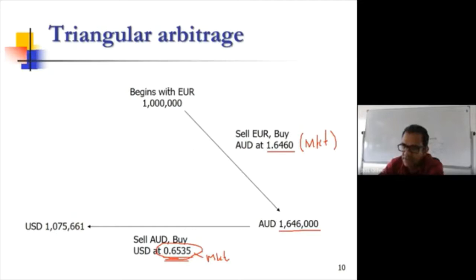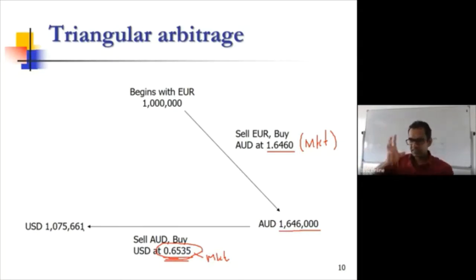Okay, you sell euro 1 million at this rate. What is the amount of AUD that you get? You sell this AUD. You have this AUD amount. This is the dollar rate. What is the amount of dollars that you can buy? That means you sell AUD against dollar. Then what is the dollar amount that you get?